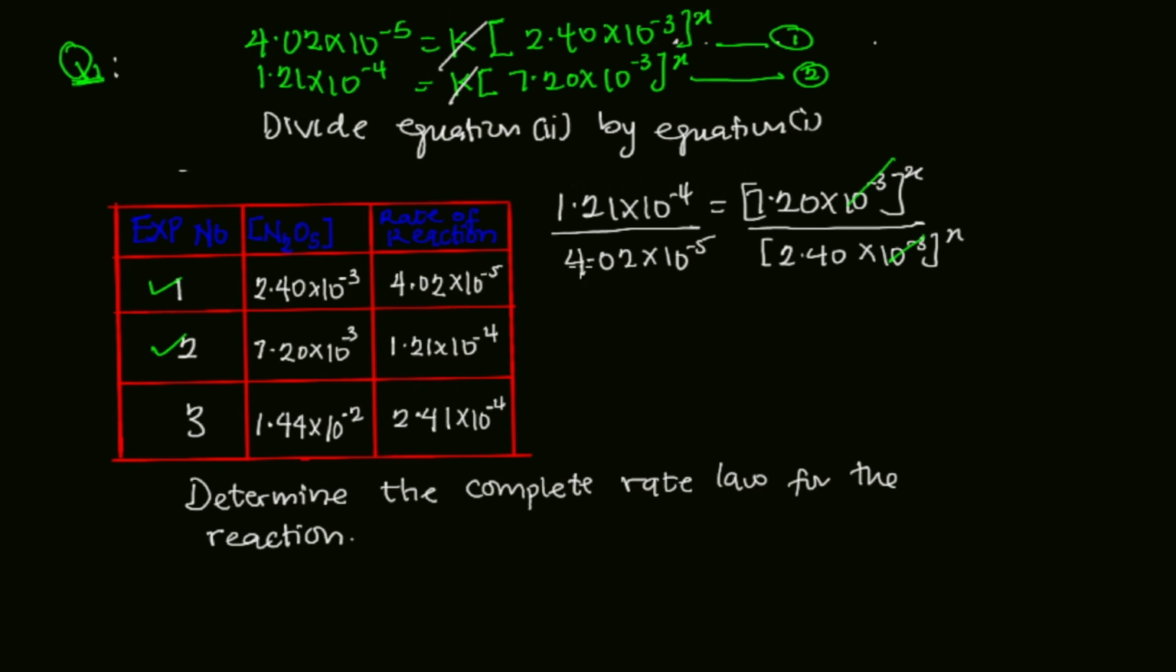Let me get my calculator. So here we're going to have 1.21 multiplied by 10 raised to the power minus 4, divided by 4.02 times 10 raised to the power minus 5. So what do you have here? We have this to be 3, right? Then this is equal to, now 7.20 divided by 2.40, this is approximately 3 as well. So this is going to be 3 raised to the power of x as well.